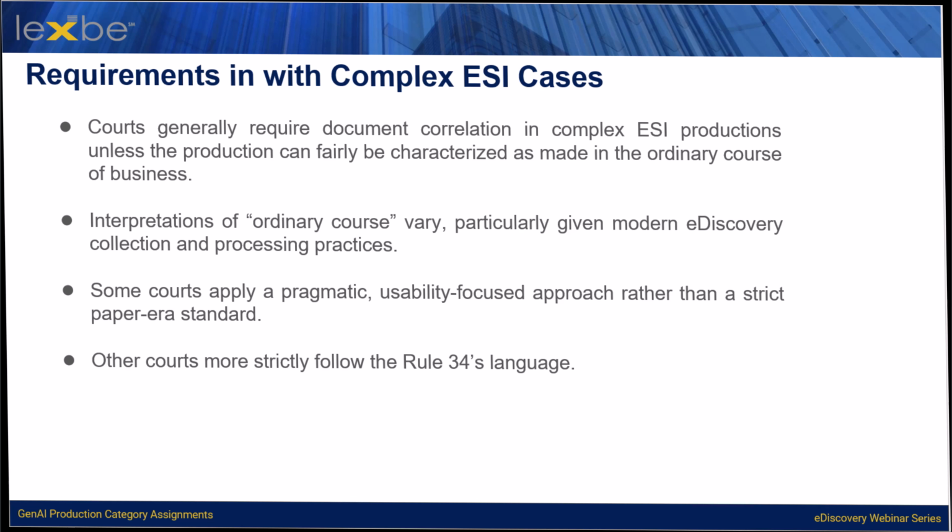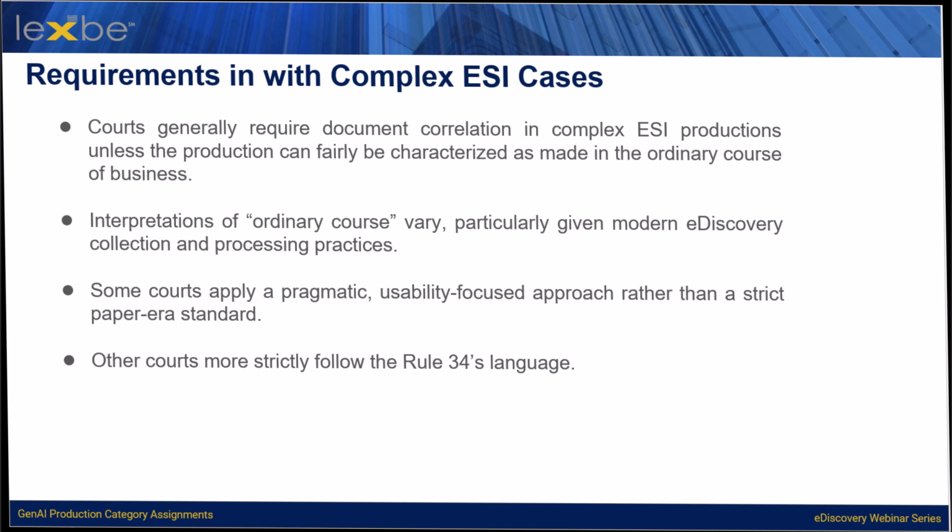The majority interpretation of this issue has been to require document correlations in complex ESI productions in which the producing party cannot sustain that the production was made as documents were maintained in the ordinary course of business. The strictness in how ordinary course of business is interpreted varies, and it can be argued that anything that approaches the process used in collecting ESI for eDiscovery processing and review fails as standard, written in the days of paper files, folders, and Redwells.